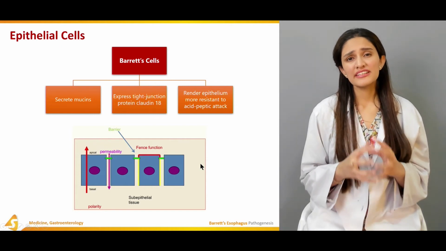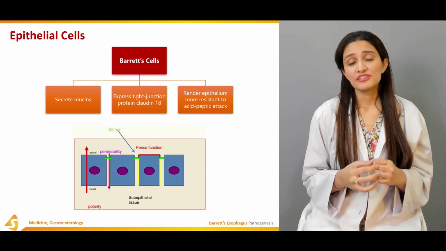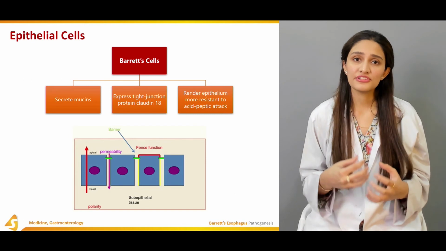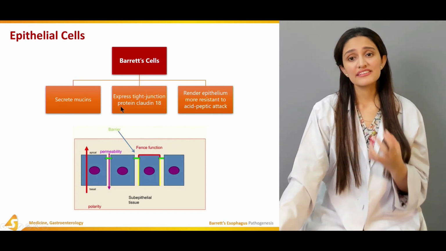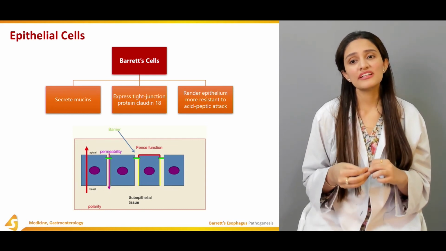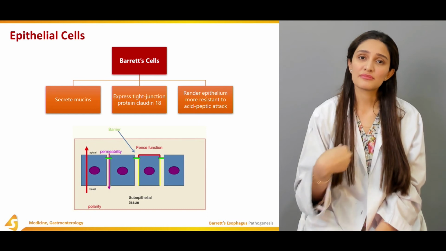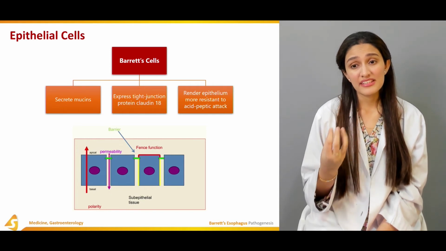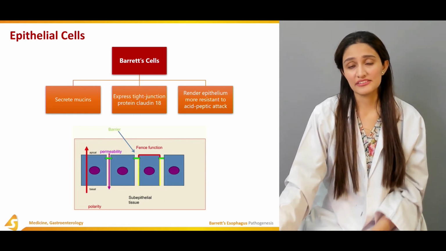The Barrett cells are ultimately very resistant to any sort of esophageal mucosal injury. The Barrett cells, unlike squamous cells, which are very prone to any acid reflux and any injury due to the reflux, secrete mucins, and they express tight junctions with the help of a protein called claudin 18. And they also render the epithelium more resistant to any sort of acid peptic attack. That is, if the reflux occurs from the stomach back into the esophagus, it renders very high resistance towards this reflux, and it protects the mucosal surface from this acid.